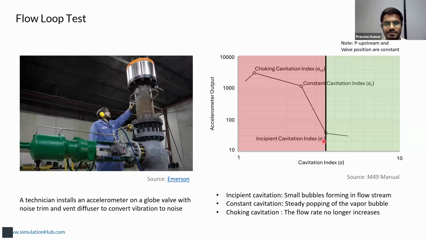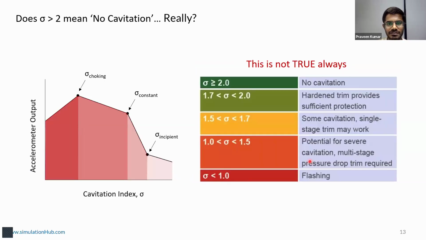That's what it indicates. Now, there are two questions. One is, you might have come across, whenever you search about the cavitation index recommended range, you typically see tables and colors and plots which say that when sigma is greater than 2, there is no cavitation, and then there are different ranges provided. Though it's like that, is this really true always? Actually, it is not.